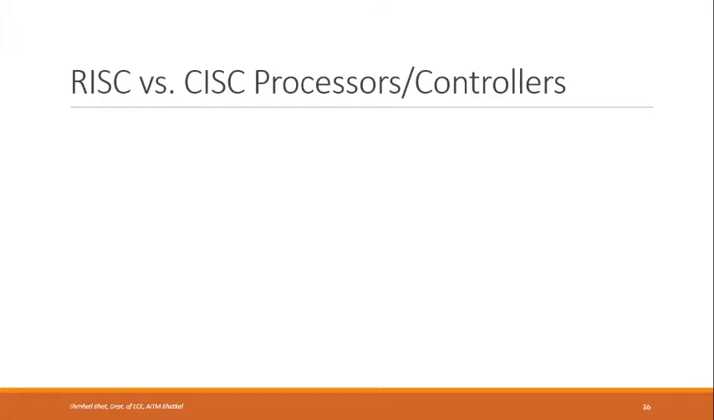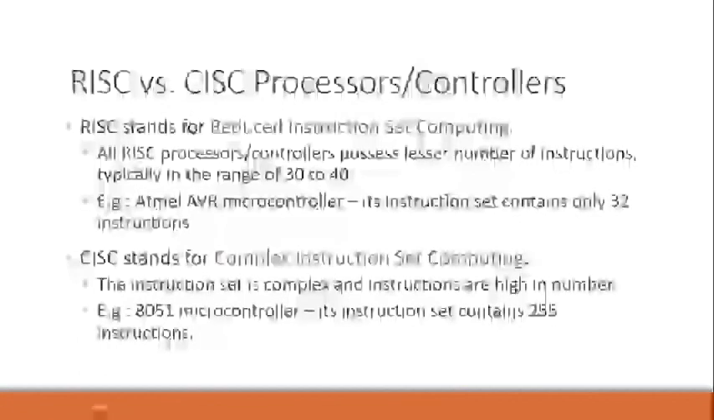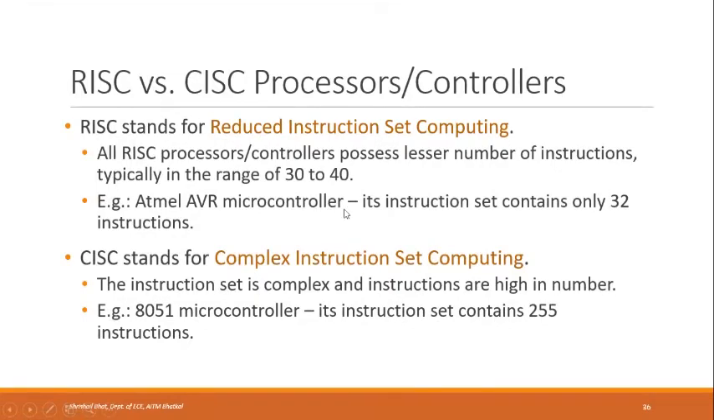The first is based on the instruction set, that is, we have RISC and CISC processors or controllers. What does RISC stand for? RISC stands for Reduced Instruction Set Computing, and CISC stands for Complex Instruction Set Computing. As the name suggests, RISC is Reduced Instruction Set Computing. That means the number of instructions is reduced. So RISC processors or controllers have a lesser number of instructions, normally in the range of say 30 to 40 instructions. Not more than that.